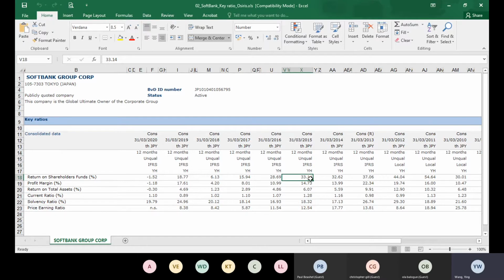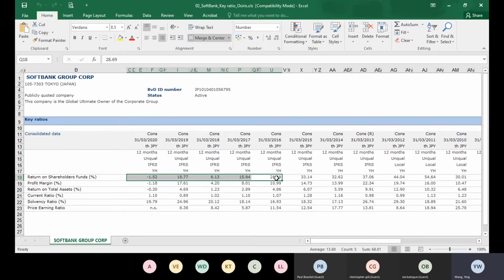2015, before 2015, you can tell that the return on equity is all over 30%. So that's quite a good investment. And actually, that's one of the biggest companies in Japan, SoftBank. After 2016, you see the return on equity gradually reduced quite a lot.